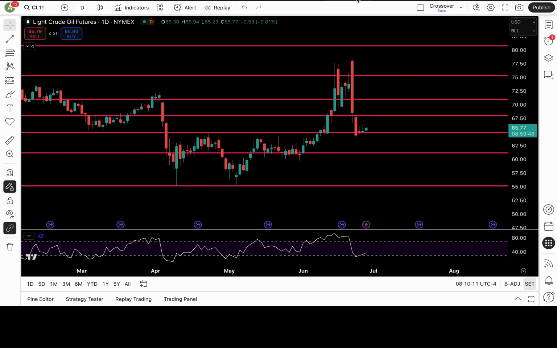Here is crude oil. Unfortunately, I don't have much to say about crude oil. It's still in consolidation mode. Low volume, candles are very tiny. This is the contraction phase, and after the contraction phase comes the expansion phase. Right now, we're not in the expansion phase. I do have the chart range of 64 to 67.8 with 66 as the middle level.